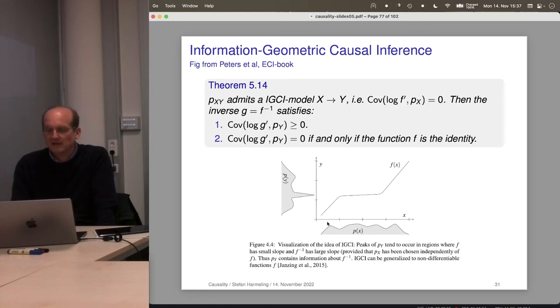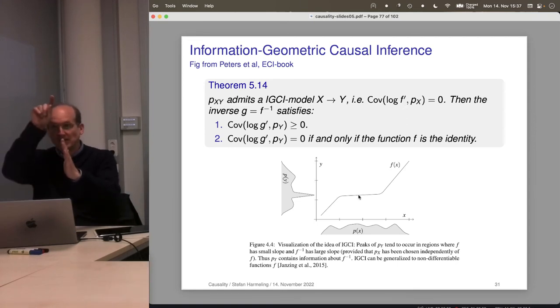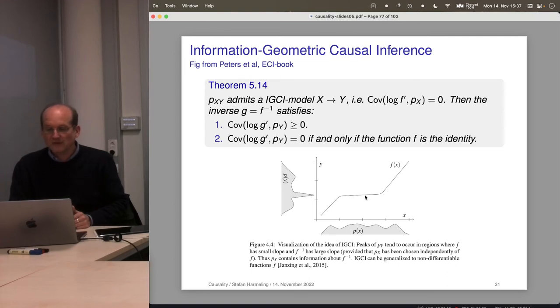And here you nicely see the corresponding thing that the derivative of the inverse function basically is very much correlated with the peaks in here, right? Because the inverse function is the one where you turn your head, where you mirror the whole thing. And there the derivative of the inverse function is really large, right? So if f of x has a very flat area, it means that the inverse function has a very steep area. So the derivative is very large at a location where the density is also very large, okay?